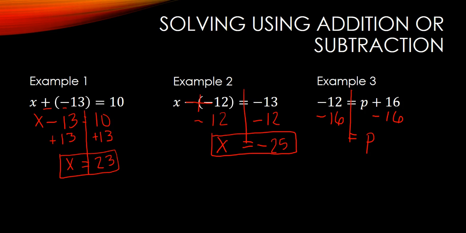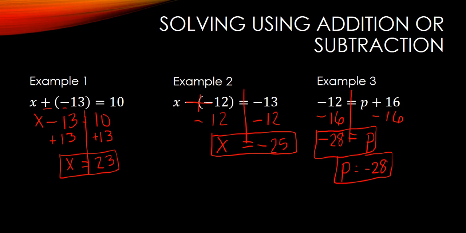Okay, and the negative 12 and negative 16 we need to combine together to get negative 28. So p equals negative 28. Now if you don't like it written negative 28 equals p, you can flip that around so the p is first. It doesn't really matter. Okay, so that was solving using addition and subtraction.